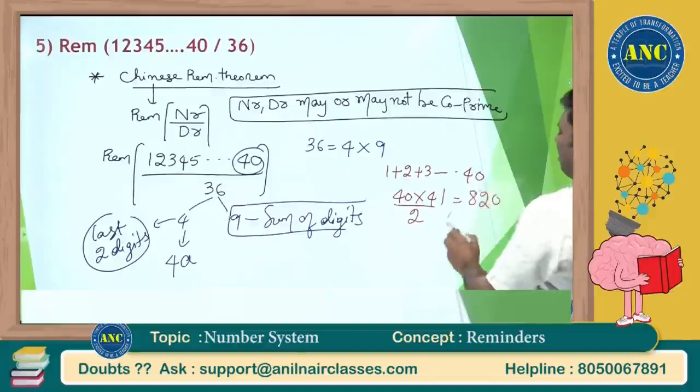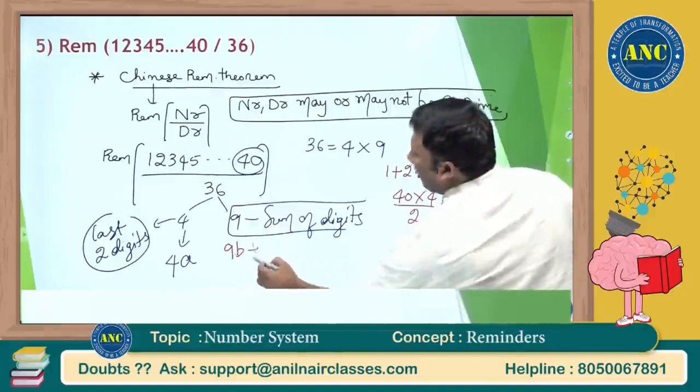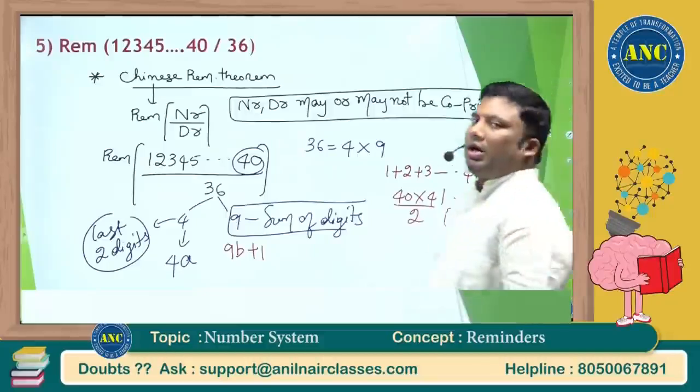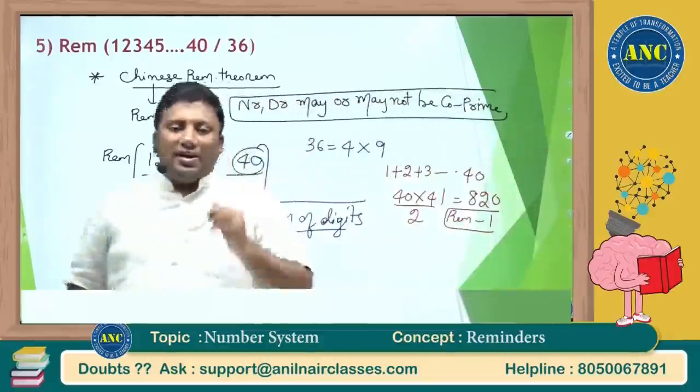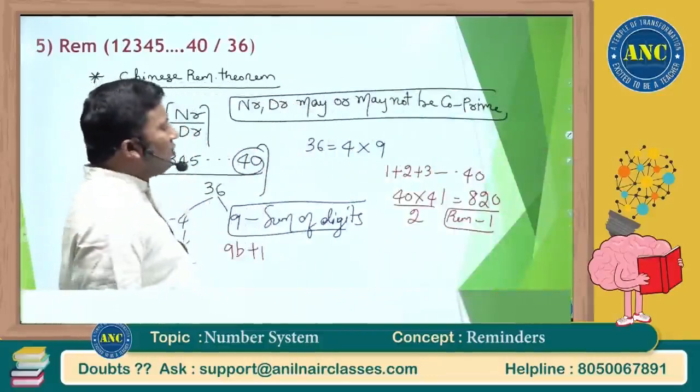8 plus 2 is 10, so the remainder is nothing but 1. So it is 9b plus 1. Now, when I was taking this class some years before in IIT Delhi, one student asked me a question.